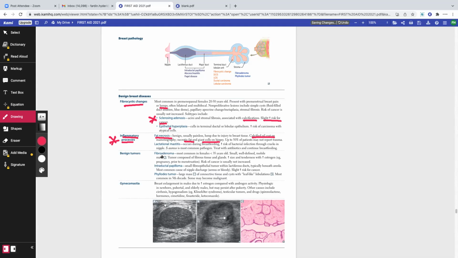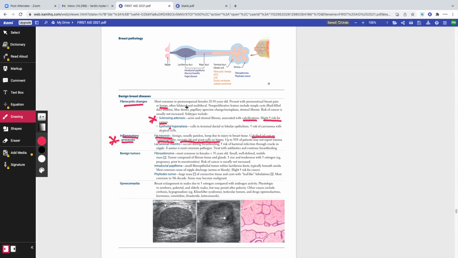Now, we usually do not do biopsies for these sorts of growths, but just to be on the safe side, we will still take a little bit of the tissue and study it. Under biopsy, we can see necrosis of the fat and giant cells, as simple as that. Okay, so that's basically what it is. Next one is lactational mastitis.